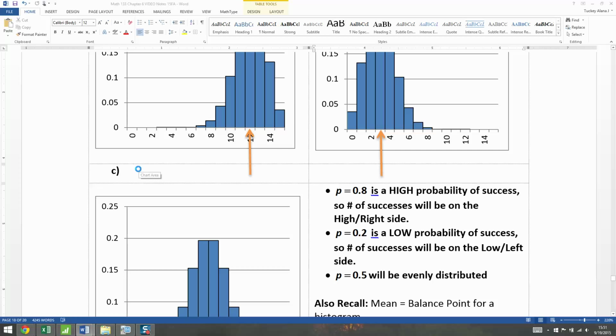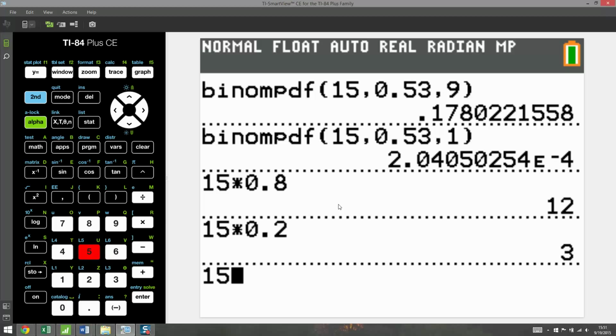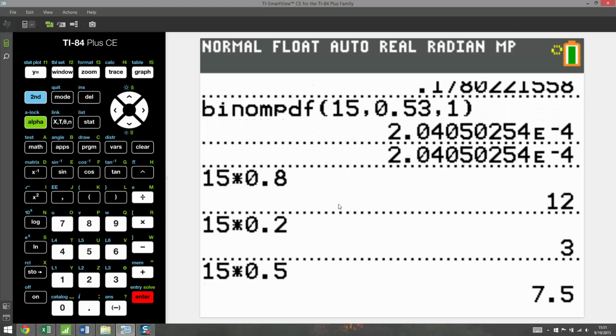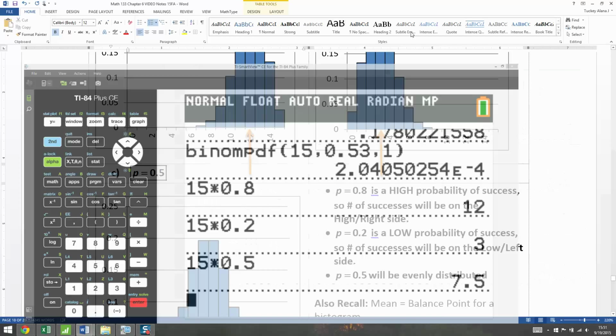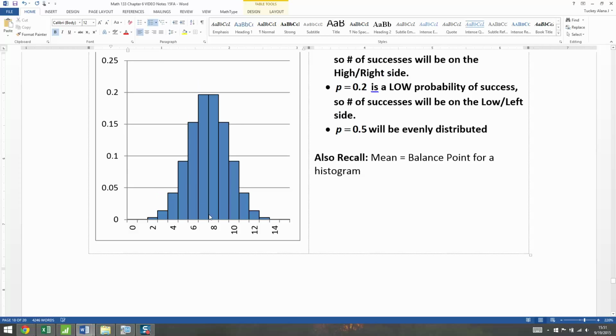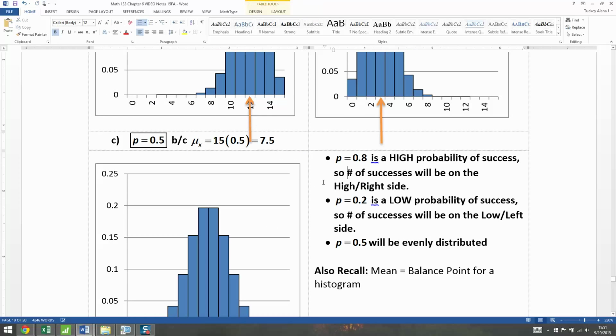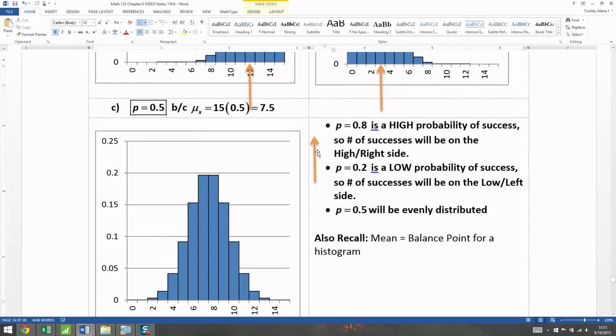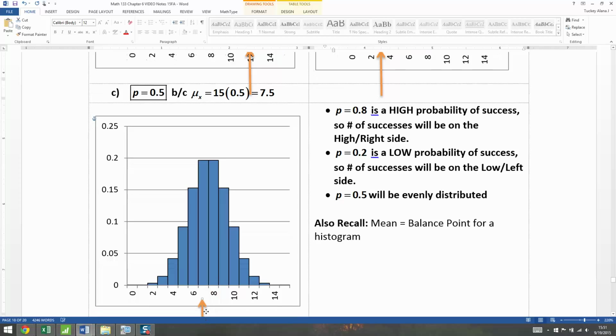Now, I've been supposing all along that C is the 0.5. Let's see if that backs me up here. So if I take 15 times 0.5, I'll get 7.5. And sure enough, that makes sense, because if you look at that graph, it has a center around 7.5 or so. Right there, right in the middle. So I'm going to put the arrow down where the center of gravity would be.